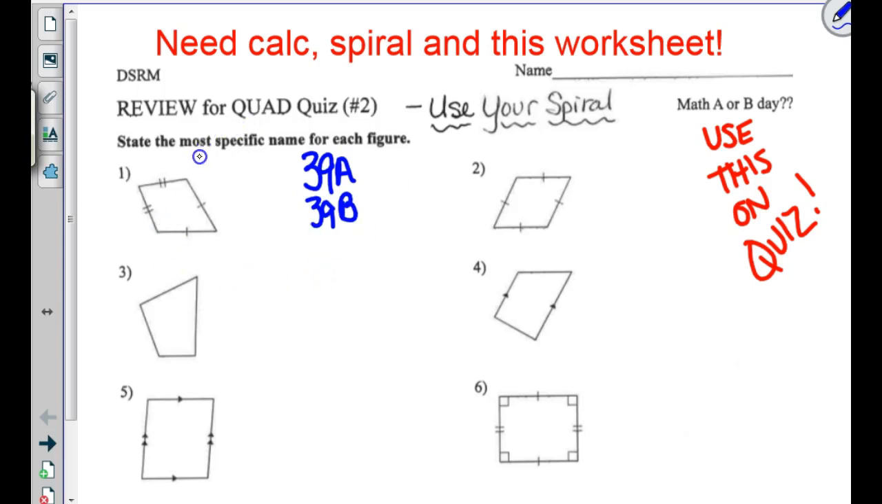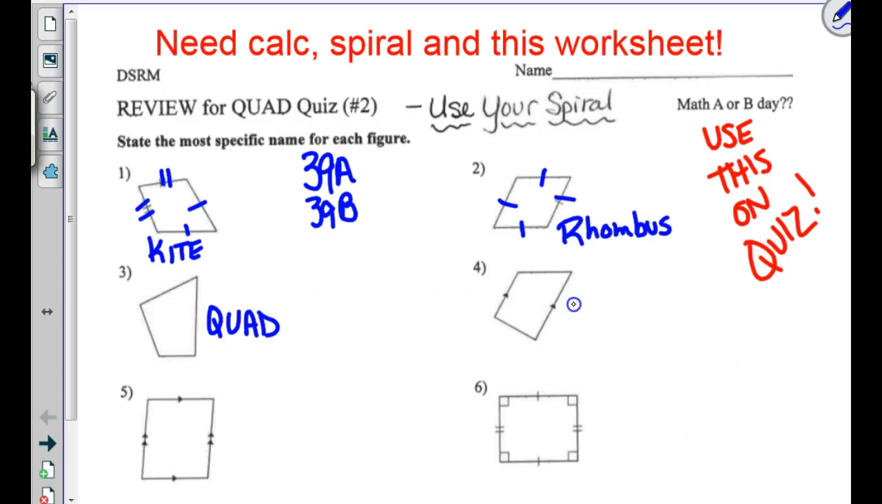But it just wants this most specific name. This one is a kite. This is a 4 equal sides. Okay. This one had 2 equal and another set equal over here. This one is a rhombus. This has no mark, so it's a generic quadrilateral.